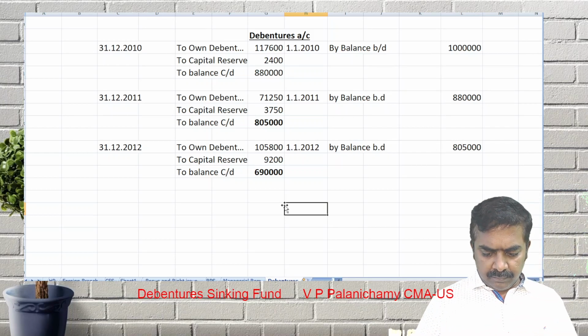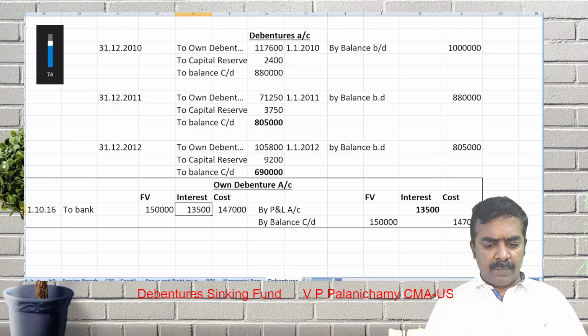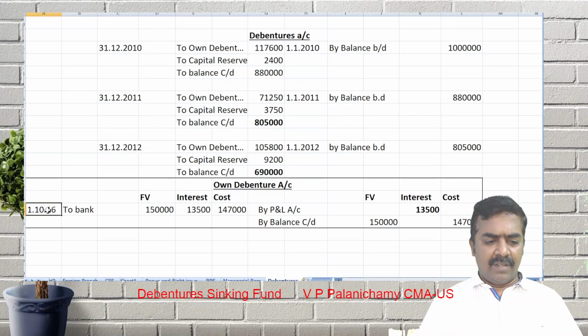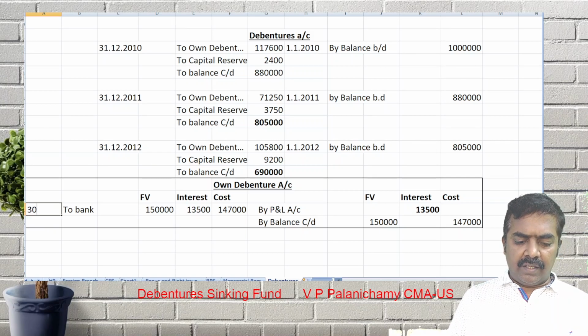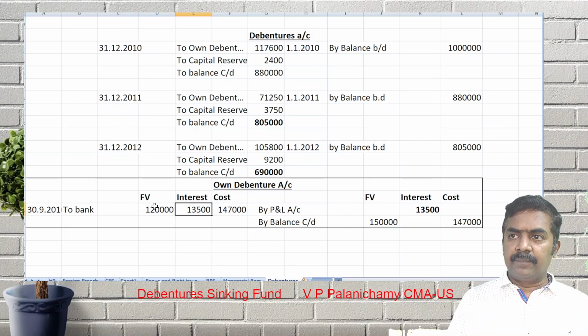Shall we? Yes. Prepare own debentures account. Maybe we can write only the first year. Now we have purchased in the first year. On 39/2010, to bank, how much have we paid? Face value is 1,22,000. How much interest have we paid? 1,800. How much cost have we paid?